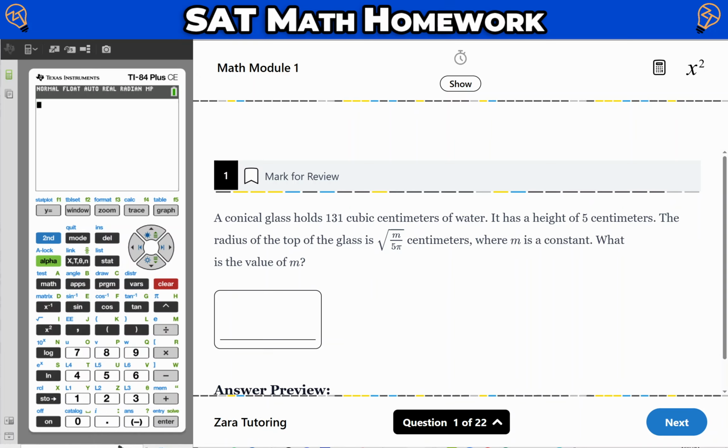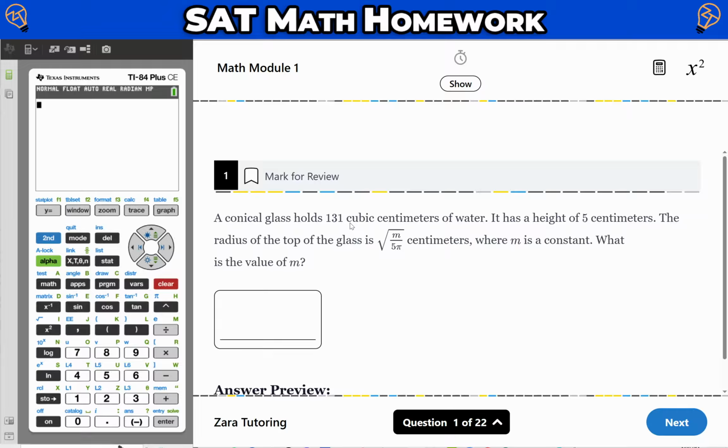So the first thing we can notice in this question is they're talking about a cone. That's why it's a conical glass. And they're talking about the concept of volume. Now, the way we know that is because one, it says holds a certain amount of water, and the filling capacity is really the definition of volume.